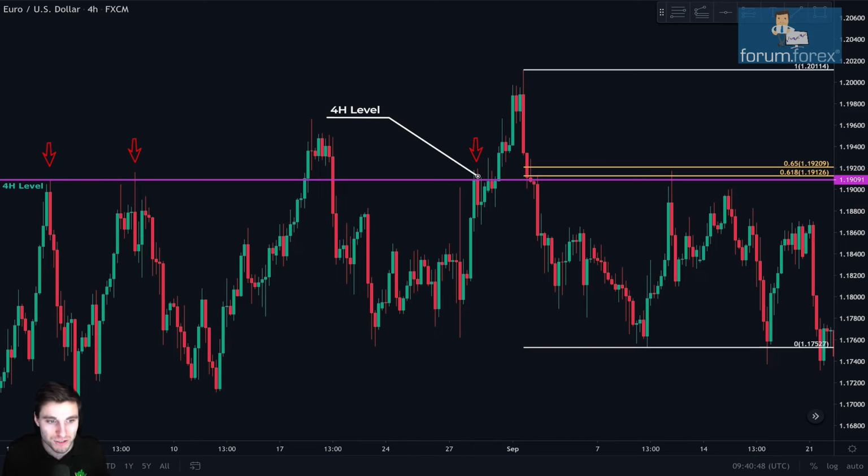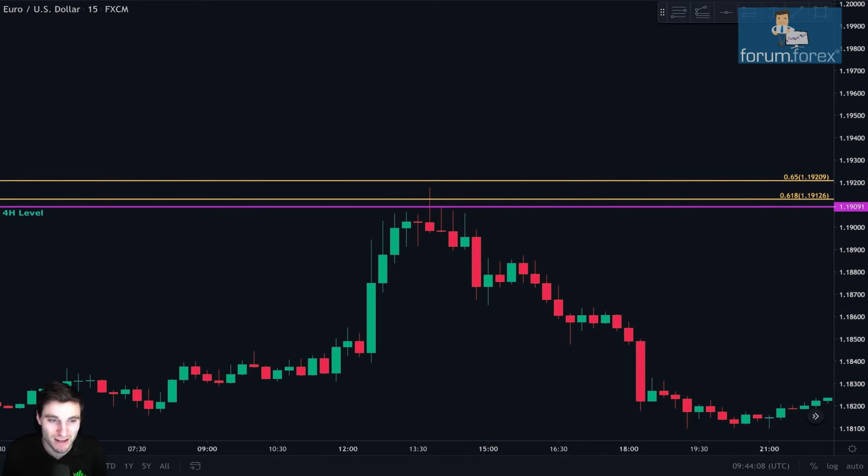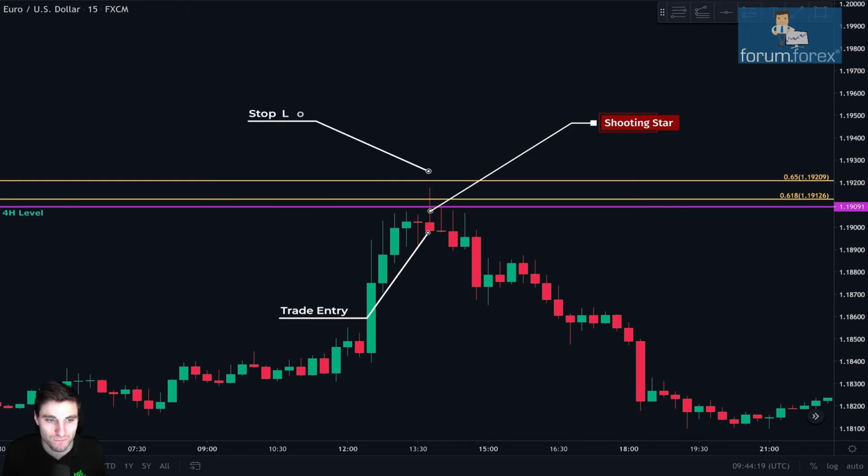We then wait for price to come back to this area and we monitor the price action on the lower term timeframes. So let's go to the 15-minute chart. Look at the price action when we reach that level. We can clearly see the formation of a shooting star, which is our trigger to enter a short, and we put our stop loss just above this candle.